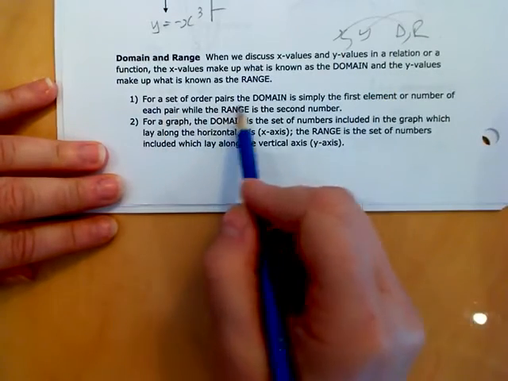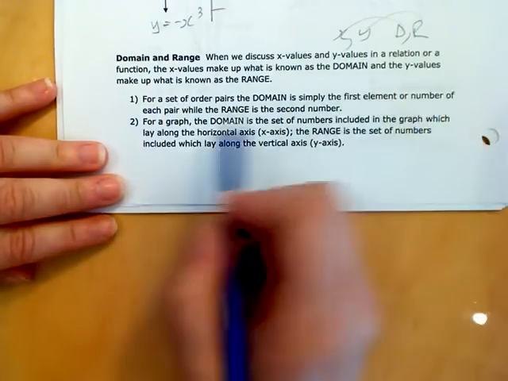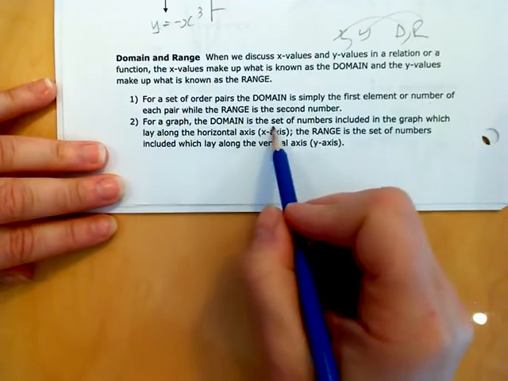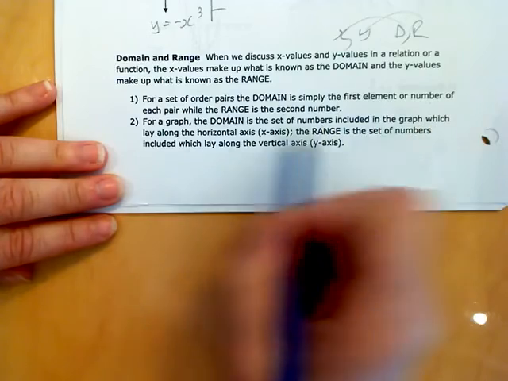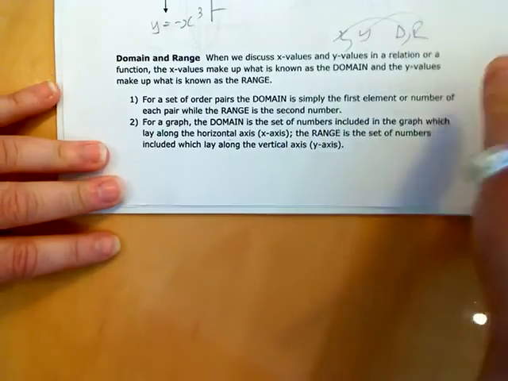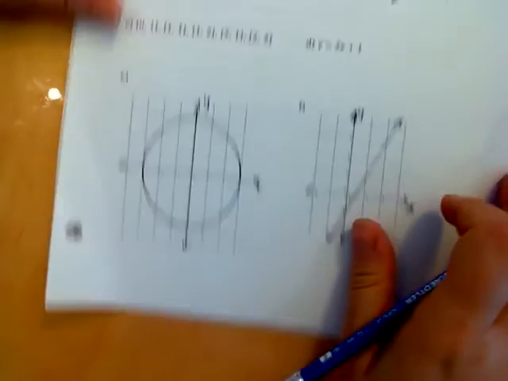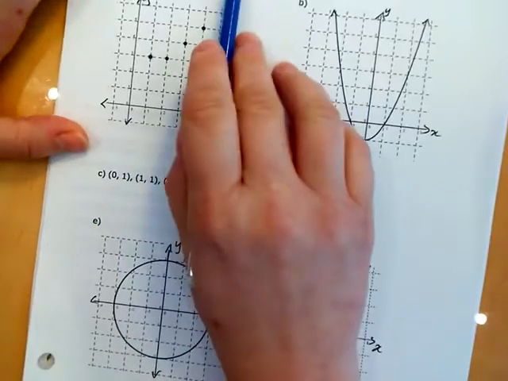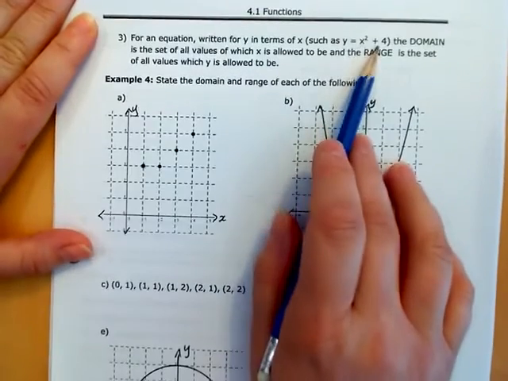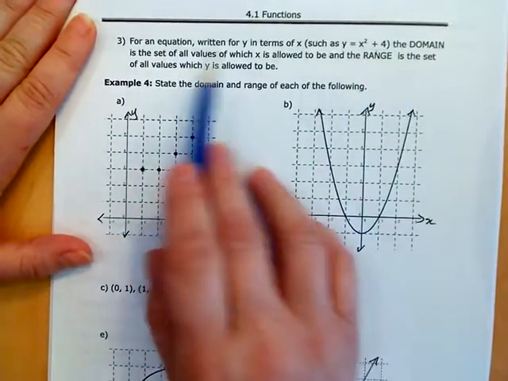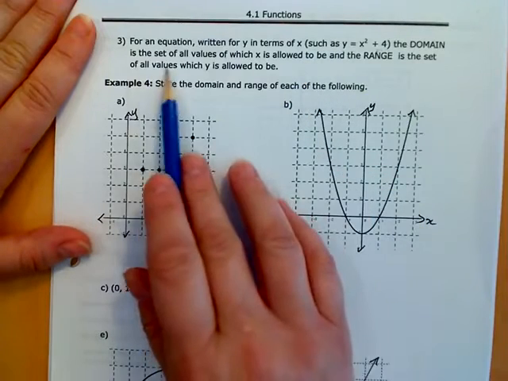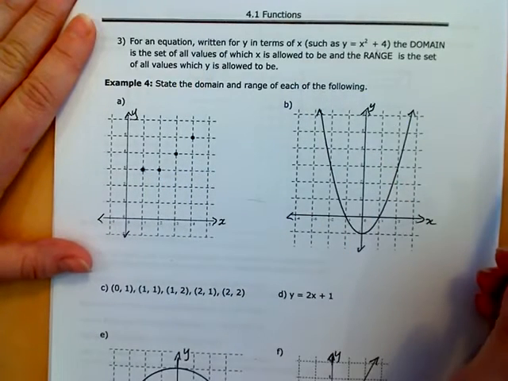For a set of ordered pairs, the domain is simply the first element or number of each pair, while the range is the second. For a graph, the domain is the set of numbers included in the graph which lay along the horizontal x-axis, and the range are the y-axis values. And for an equation written for y in terms of x, such as y equals something where there's an x here, the domain is a set of all values where x is allowed to be, and the range is a set of all values that the y is allowed to be.